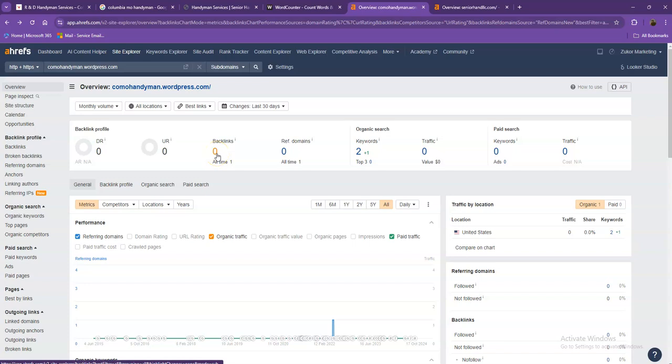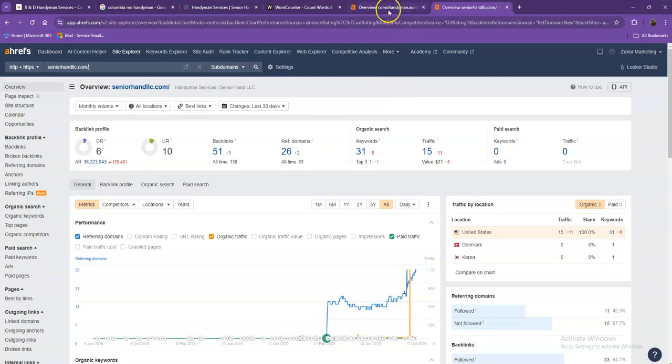Backlinks, on the other hand, these are other websites that refer to your website, so they're like shoutouts from different directories like Yellow Pages, Yelp, and the like. Let's go ahead and take a look at your competitors' numbers.